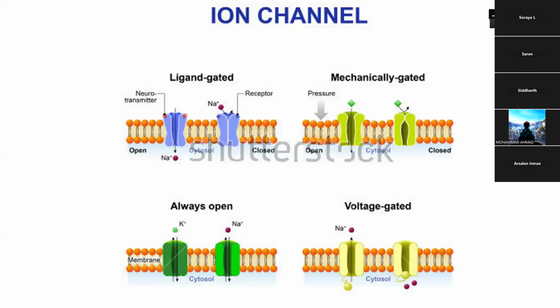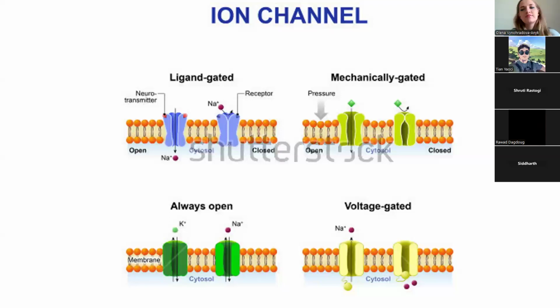What kinds of neurotransmitters do you remember? For example, acetylcholine, epinephrine, norepinephrine, serotonin, dopamine; these are all neurotransmitters. To open some channels, they should contact the special receptors, and after that we have the opening of channels. Second type, mechanically gated channels.